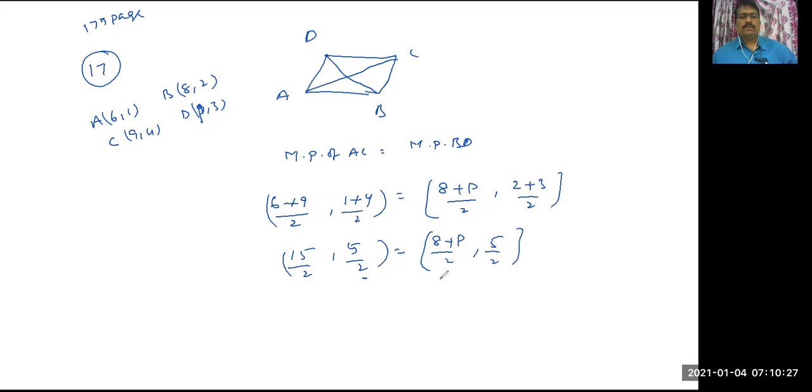So if the ordinates are equal, then the abscissae are also equal. Abscissa means x coordinate. 15 by 2 is equal to 8 plus P by 2. The 2 gets cancelled: 15 is equal to 8 plus P. I want P: 15 minus 8, so P is equal to 7. That's it. So this is the answer.